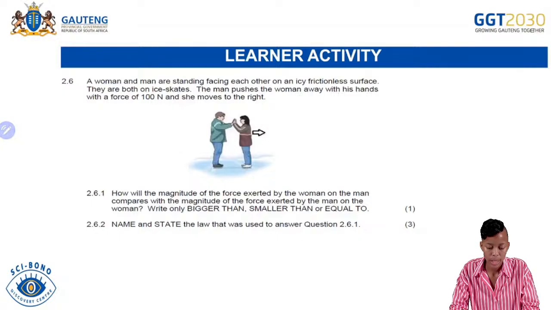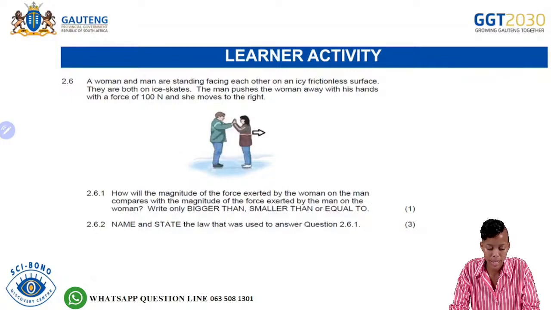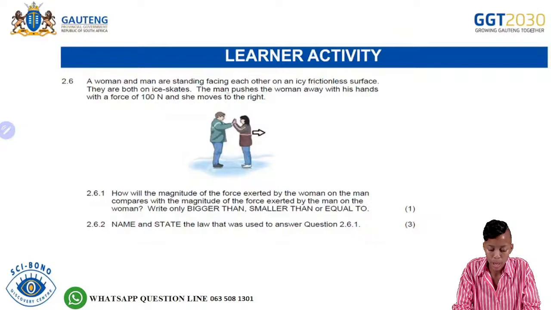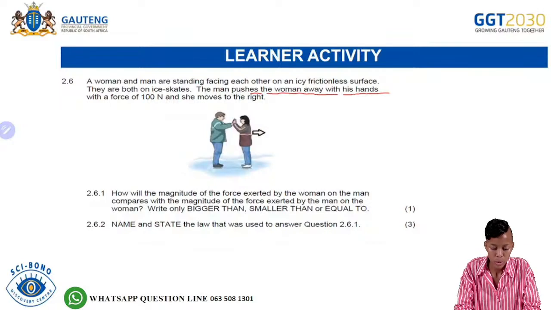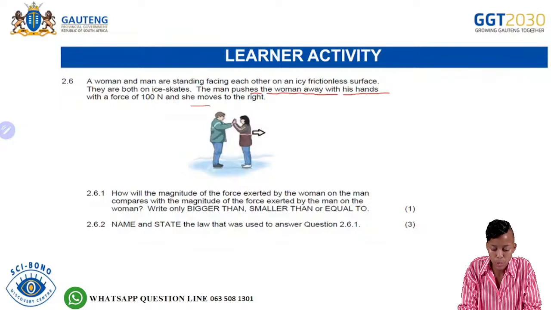Right, so we are going to do this activity together. It says there, a woman and a man are standing facing each other on an icy frictionless surface. They are both on ice skates. The man then pushes the woman away with his hands with a force of 100 Newton. So this man is pushing the woman away with a force of 100 Newton.